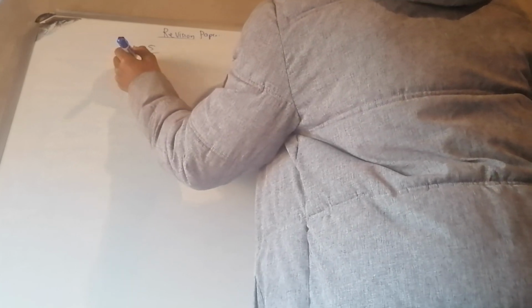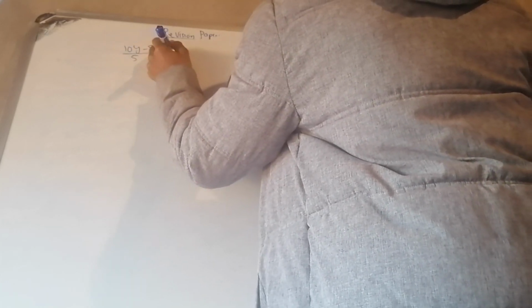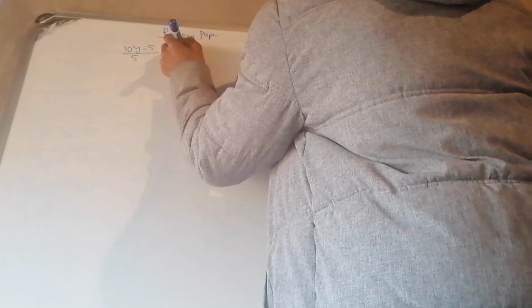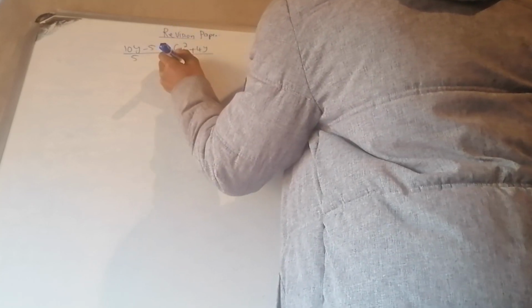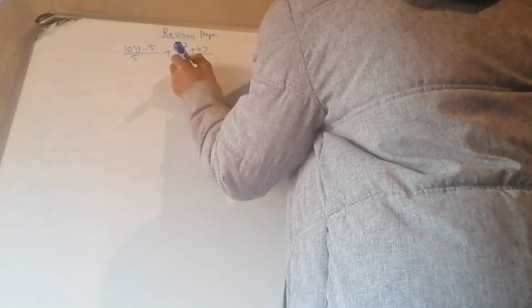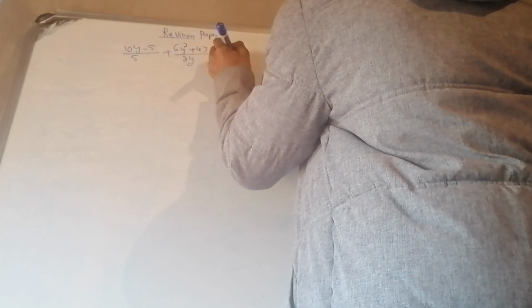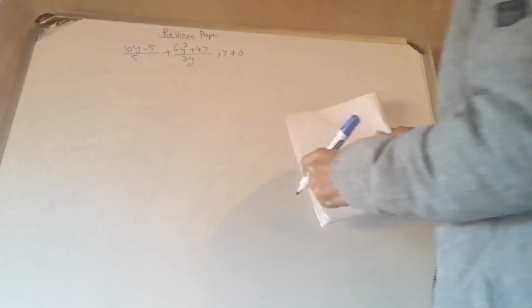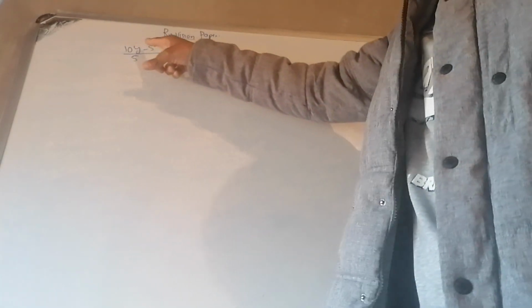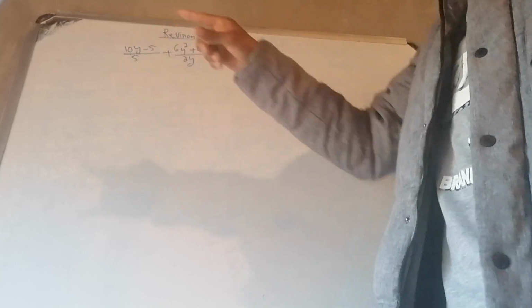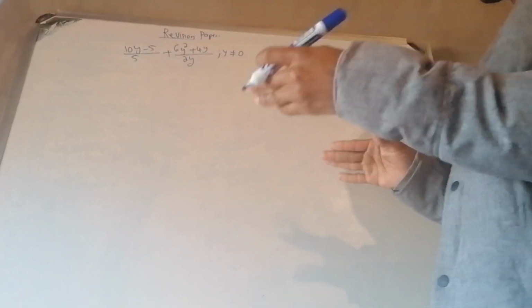(10y - 5)/5 + (6y² + 4y)/2y, where y should not equal 0. Now we want to simplify that. There's a common factor. In the first fraction, 5 is a common factor.